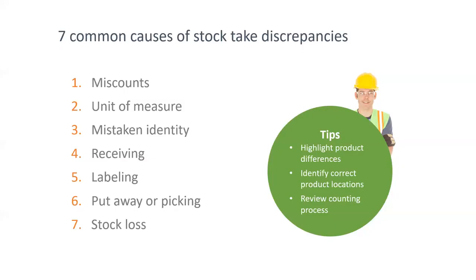The last one is just our general stock loss. You'll find that a product broke in the warehouse, and rather than an employee or someone reporting that and adjusting inventory, they just threw it in the garbage. That's also going to lead to some of your general stock loss as well.